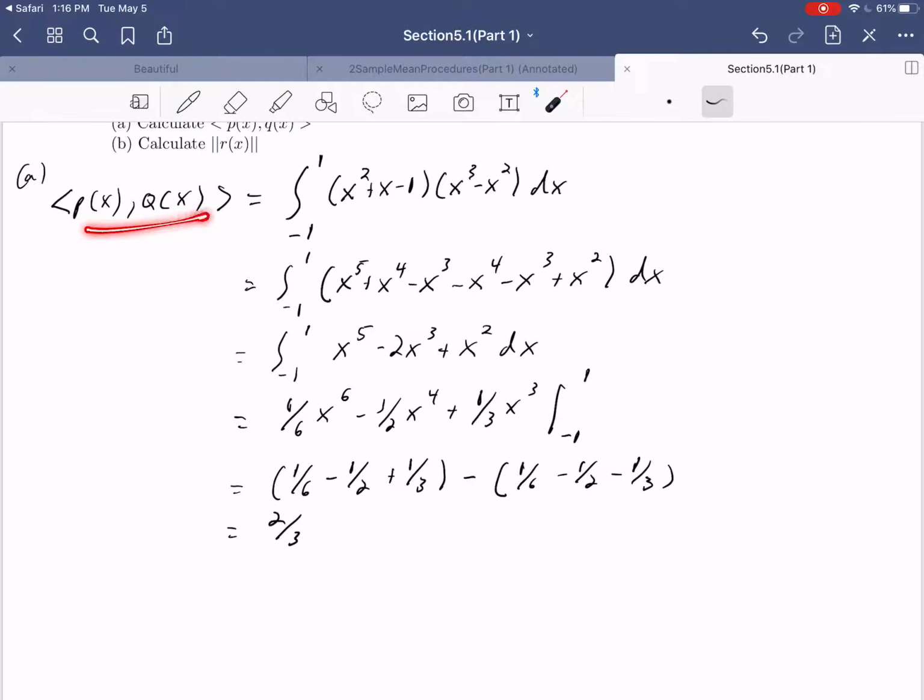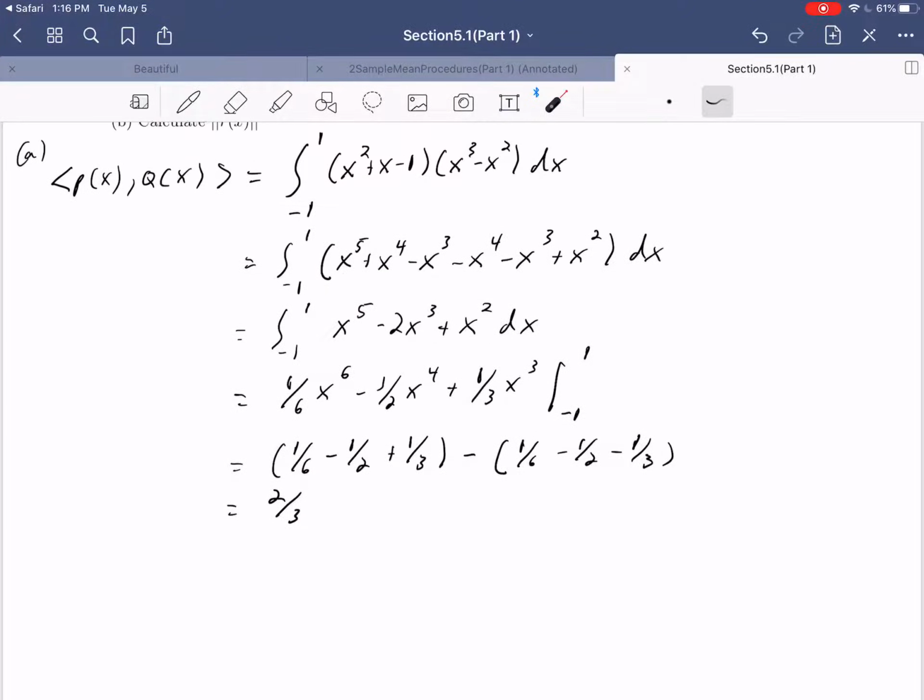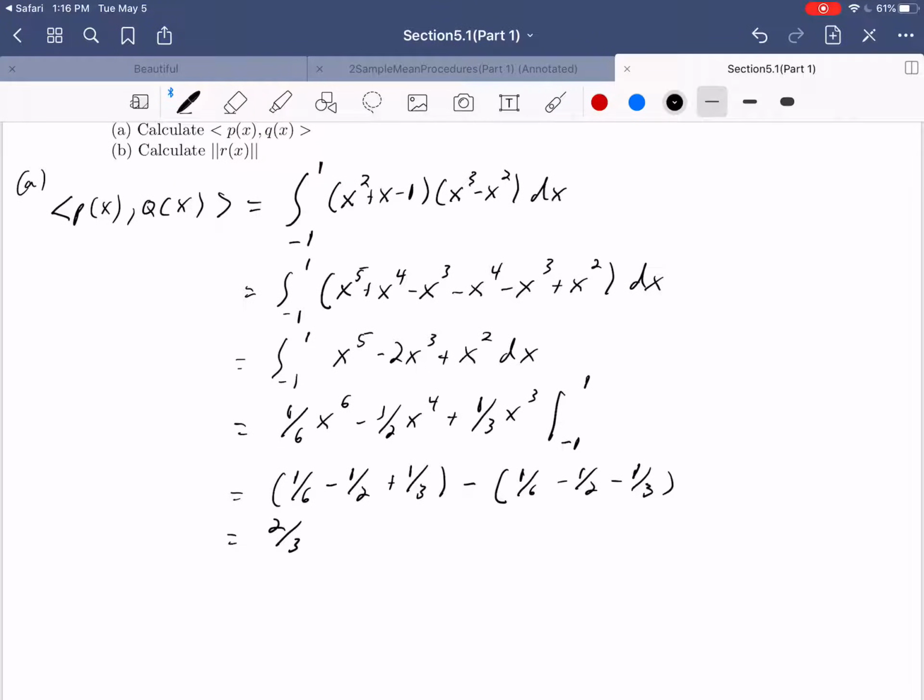So the inner product of this and this is equal to 2/3. Remember, when you take an inner product of two different vectors, you can get any sort of value, positive, negative, 0, whatever. In this case, we got 2/3. The main point, though, is that this inner product does yield a scalar value. Okay, let's go ahead and do part B as well. We'd like to calculate the norm of R of x, which we know is the square root of the inner product of R of x with itself.